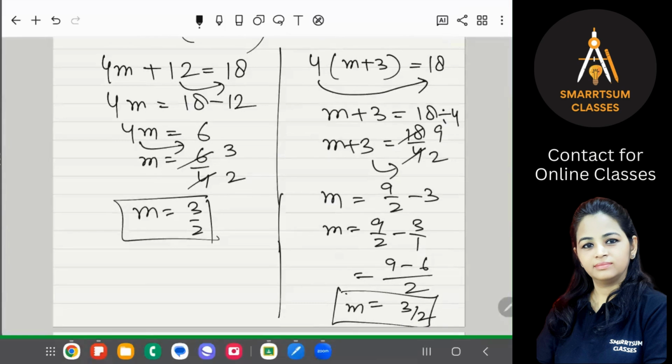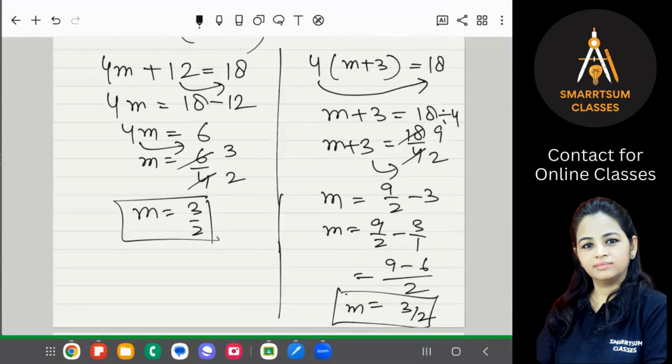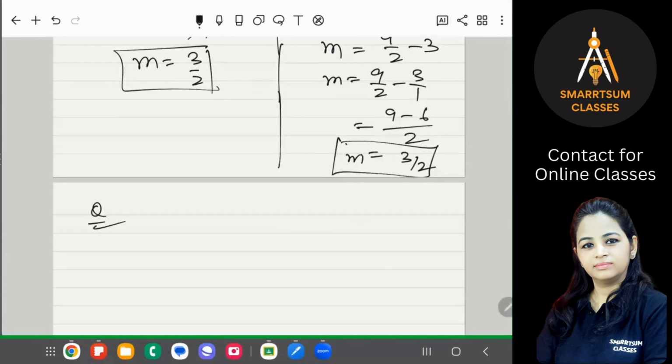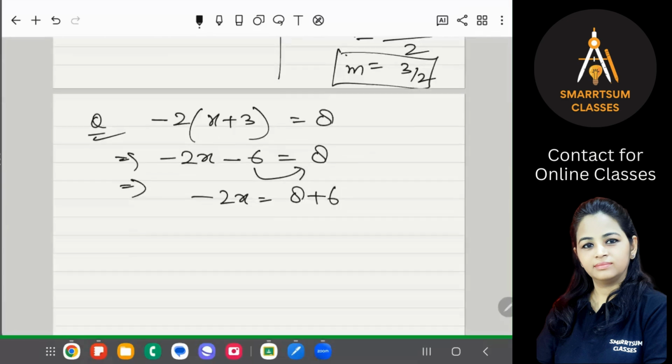Okay. Are you getting this? Yes, sir. Okay. So in this way, we can find out the solution of the equation. Another type of question, minus 2 bracket x plus 3 is equal to 8, right? So first open the bracket, multiply it, minus 2x plus minus 2 into 3, minus 6 is equal to 8, right? Now take minus 6 to that side. It will go in addition. It will become 8 plus 6, right? So minus 2x will be equal to 14.